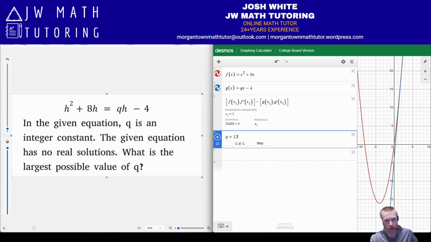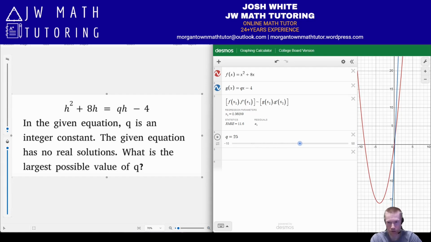greater than 12? So let's say I set it to 12. I set the step value to 1. Obviously I need to increase this. Notice as I increase this, there is still a solution. They're still intersecting somewhere, right here. Now as I decrease this, it looks like they are not intersecting, but then eventually they do start to intersect again.